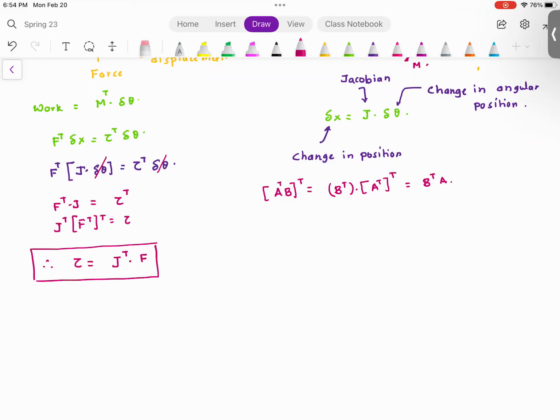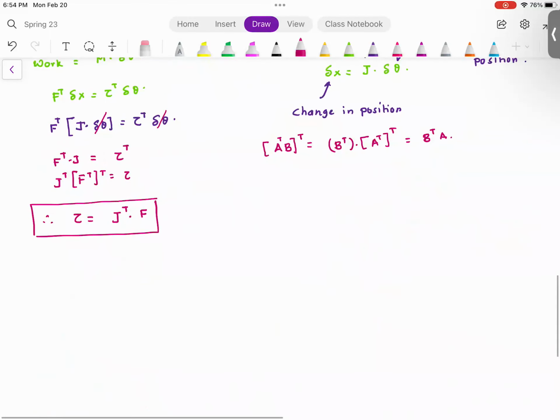Okay, now I'm going to derive this just for my own satisfaction. So just pay attention. I'm going to look at this two axis robot arm.